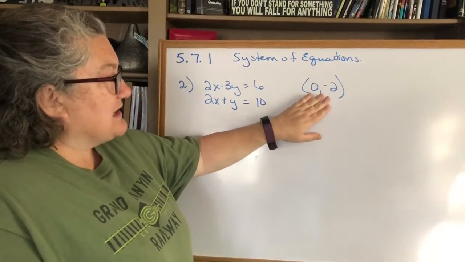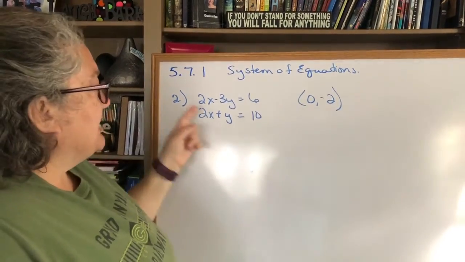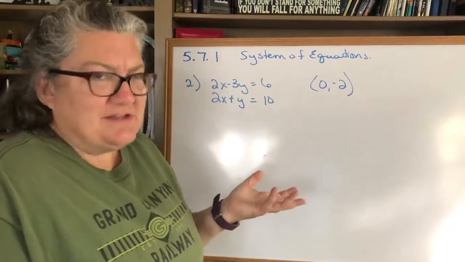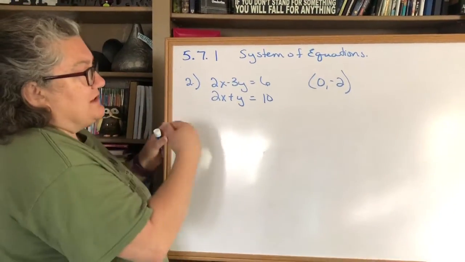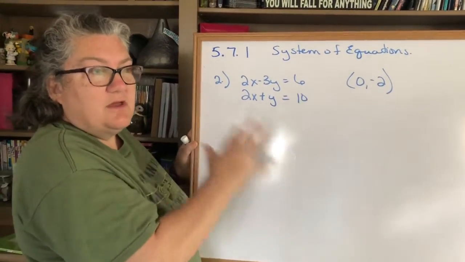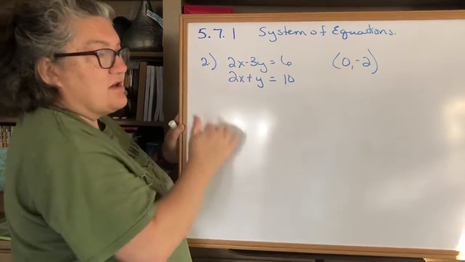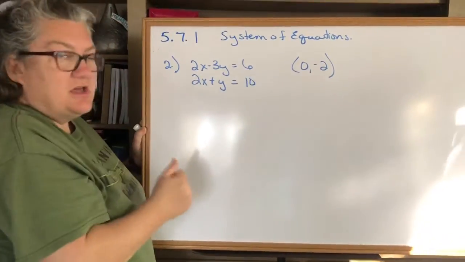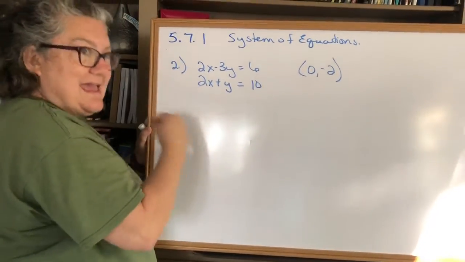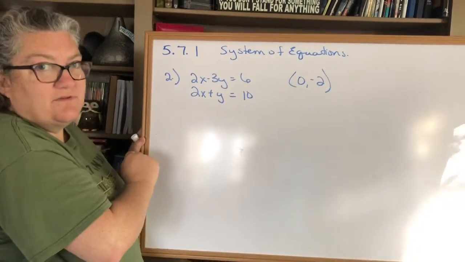So I'm going to ask, is this point, 0, negative 2, a solution to the system of equations? Now you might be going, what is a system of equations? Well, a system of equations is when you have 2 or more lines graphed on the same coordinate plane. And whatever those points have in common is what we call a solution. So if this point makes the first one true and the second one true, then this would be a solution to the system of equations.